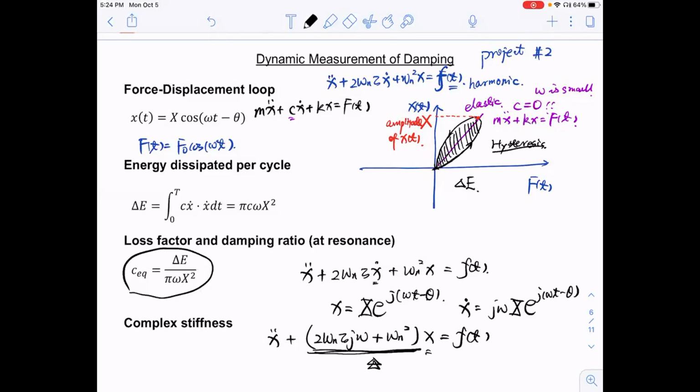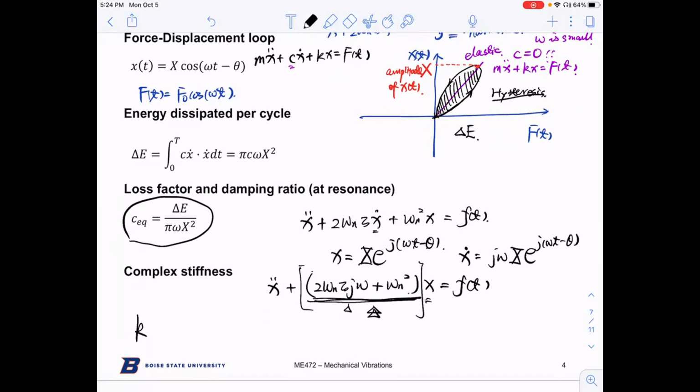in front of x, but it's no longer a real number. It has j in it. So that's why it becomes a complex number. So perhaps I shouldn't be using this standardized format. So this complex number in front is called the complex stiffness.